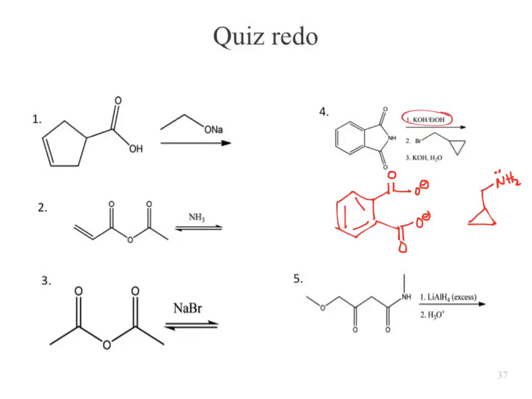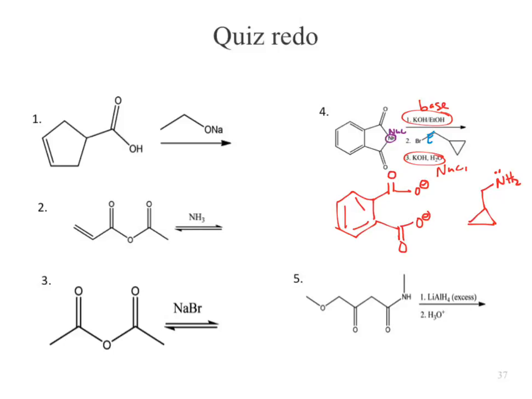KOH acts first as a base, which then makes our nitrogen a nucleophile, which reacts with our electrophile. We then do KOH again, and KOH in that last case acts as a nucleophile.